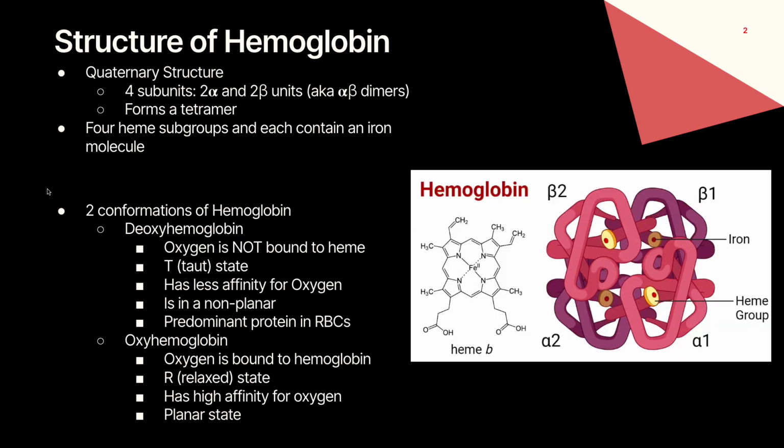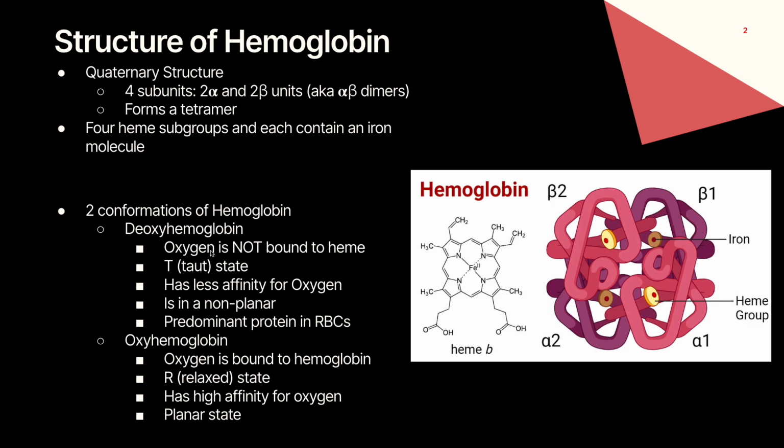So to start, I just want to look at the structure of hemoglobin first. It's a quaternary structure. It has 4 subunits, 2 alpha and 2 beta units, or alpha-beta dimers. It has four heme subgroups, and each of those subgroups contains iron on it. So we can see here 1, 2, 3, and 4, each heme group with that iron component on it.